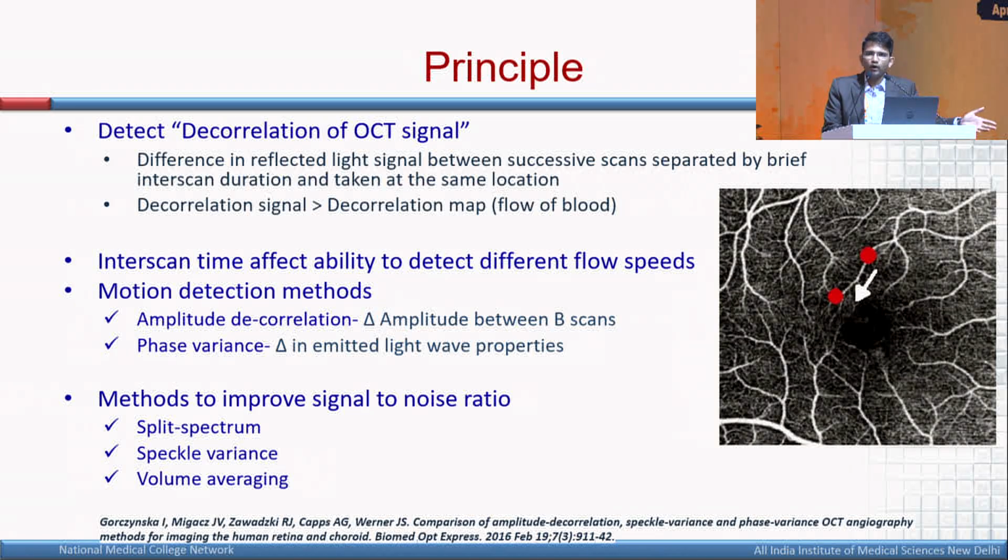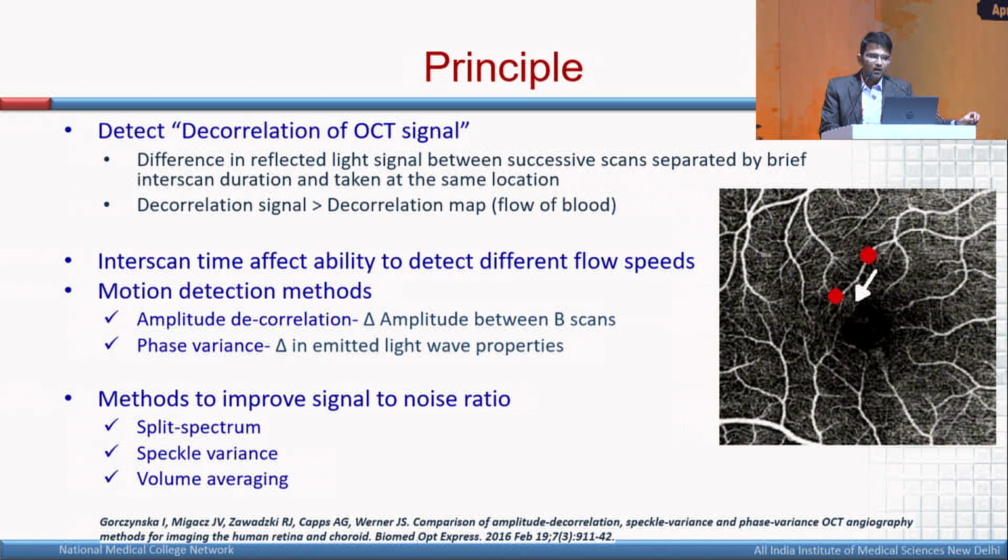Since the retina, choroid, and the eye are not moving structures, what is moving is the blood. The RBCs are moving. So the decorrelation signal occurs because of the RBC movement from one place to another in the same B-scan image, which is taken at very short intervals. Eventually the machine creates a decorrelation map which shows you the flow of blood. It is not the vessel wall which is seen here; it is the blood column, the RBCs moving within the vessels.